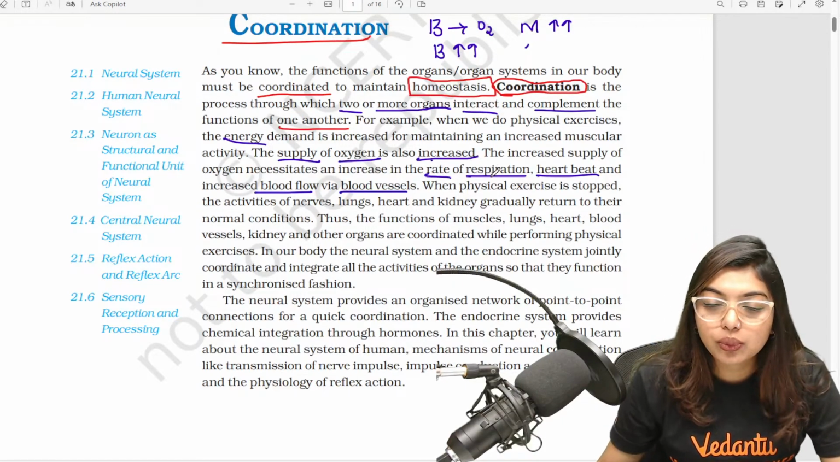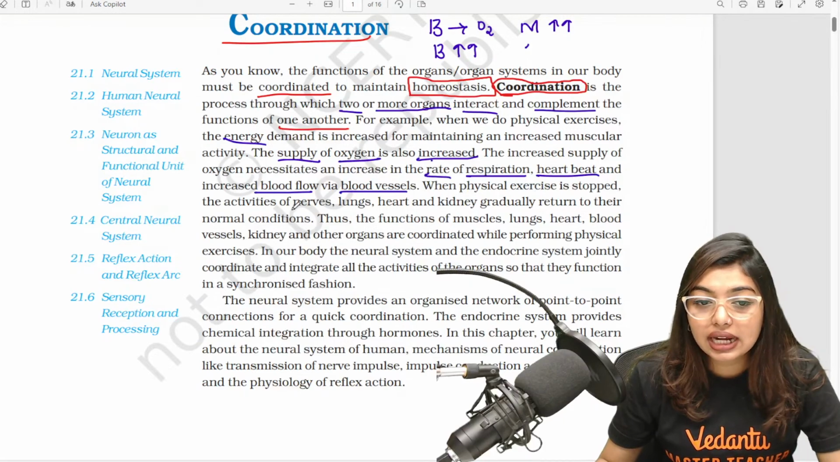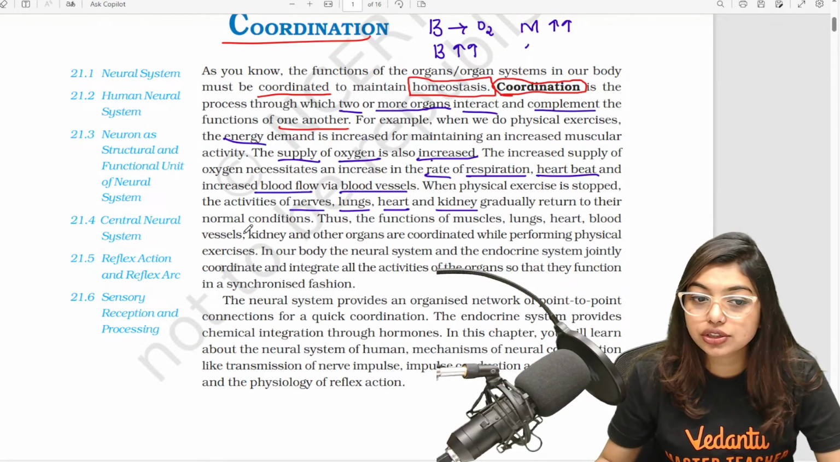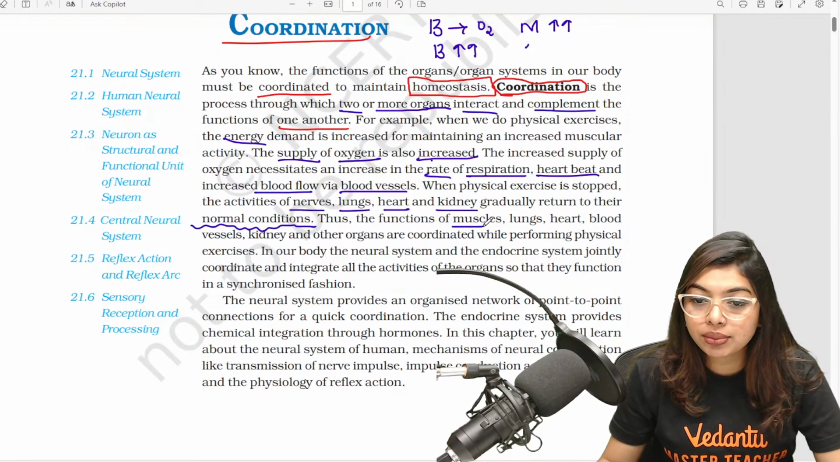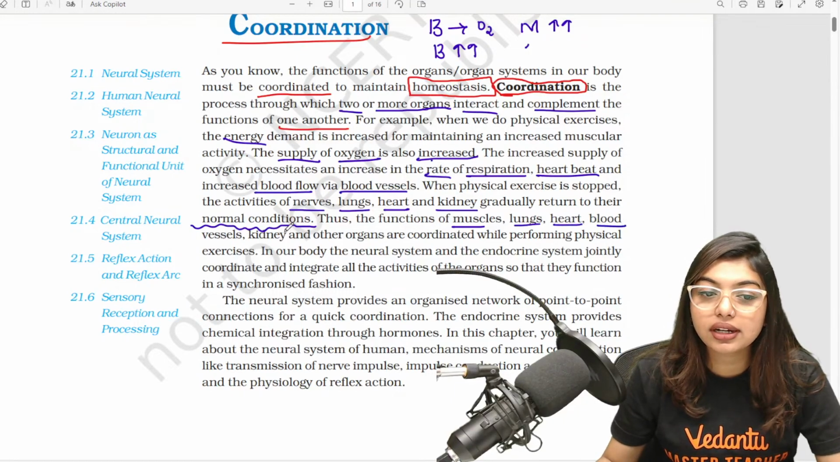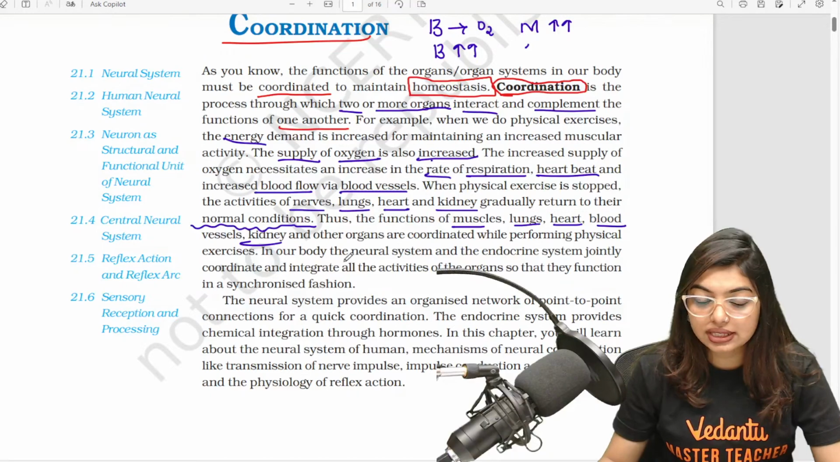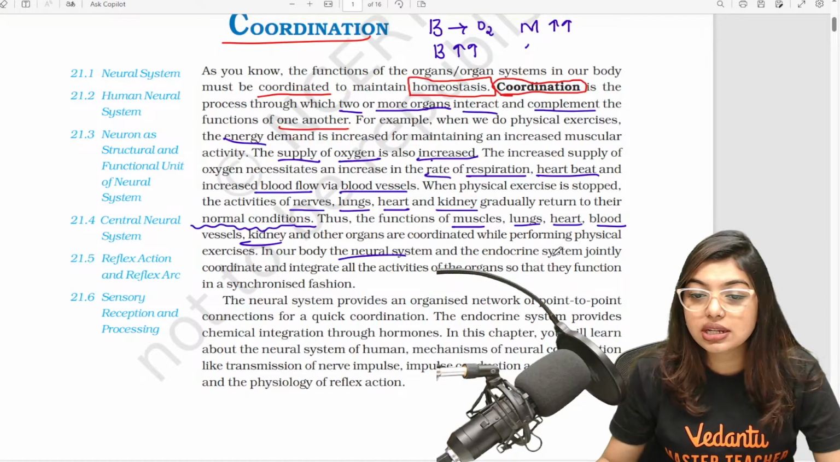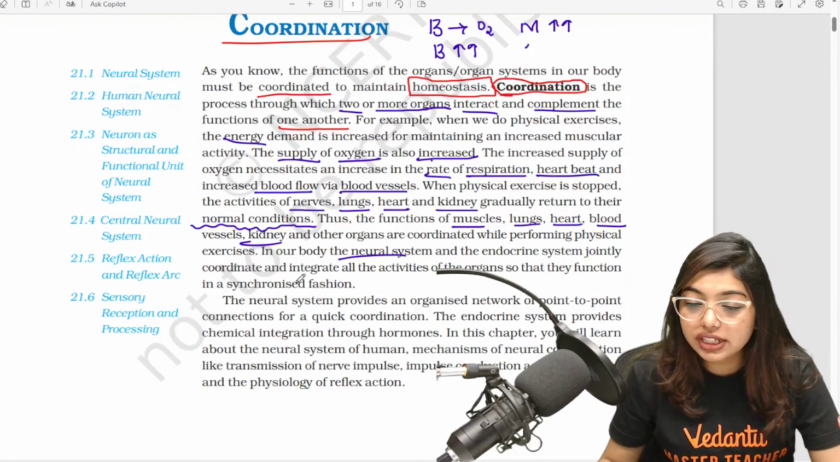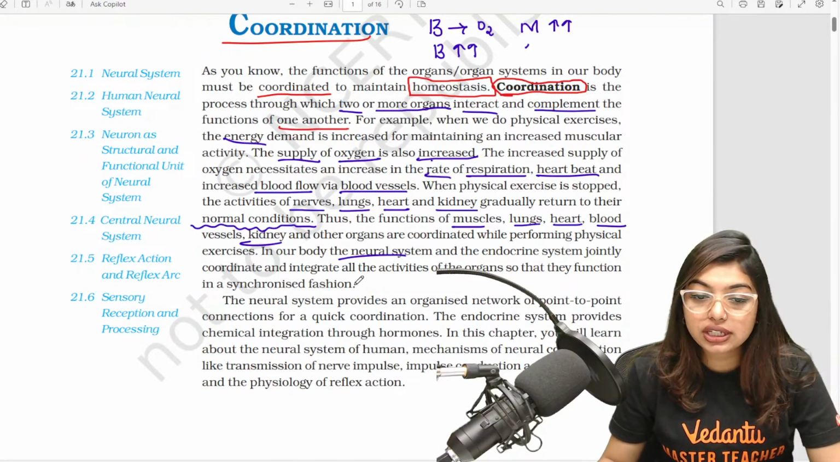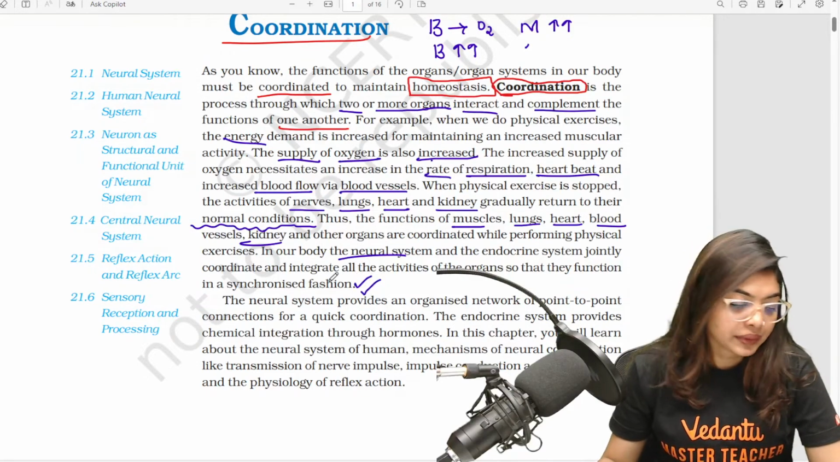Okay, now when physical exercise is stopped, the activities of nerves, lungs, heart and kidney gradually return to their normal conditions. Thus the function of muscles, lungs, heart, blood, kidney and other organs are coordinated while performing physical exercise. In our body, the neural system and the endocrine system jointly coordinate and integrate all the activities of the organs so that they function in a synchronized fashion. I hope this is very clear.